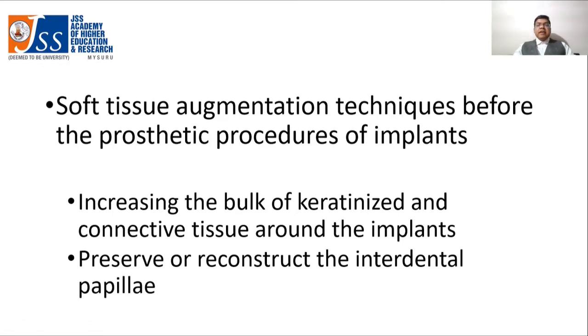Further, if you notice any deficiencies of soft tissue before the second stage of implant surgery or during the prosthetic phase of implants, we can still correct the condition by performing various soft tissue augmentation techniques. The objective here would be to increase the bulk of keratinized tissue and/or connective tissue around the implants, and to preserve the height of interdental papilla or inter-implant papilla, or reconstruct inter-implant papillae.